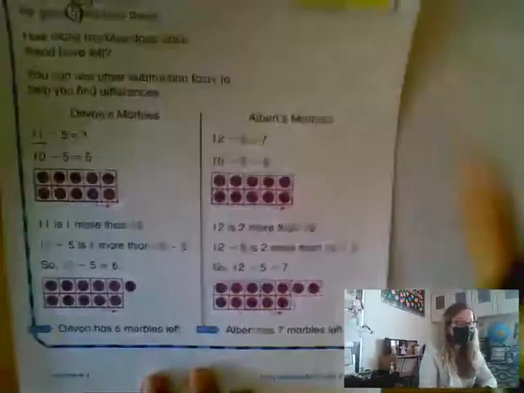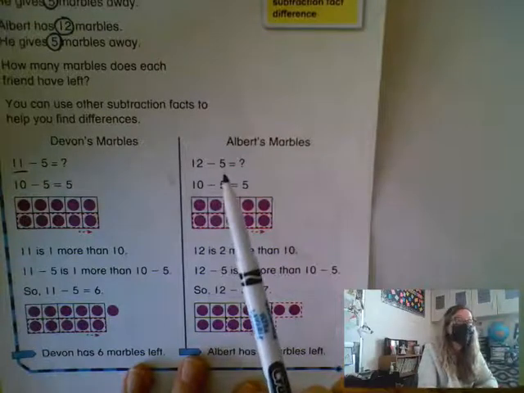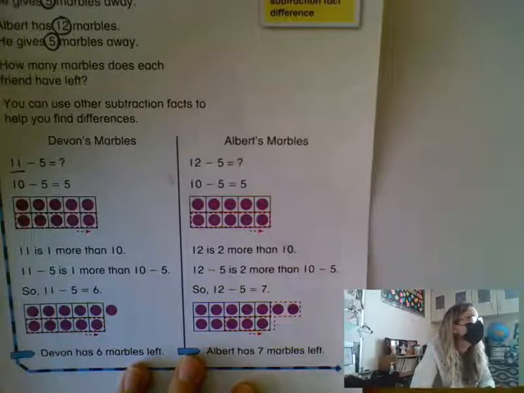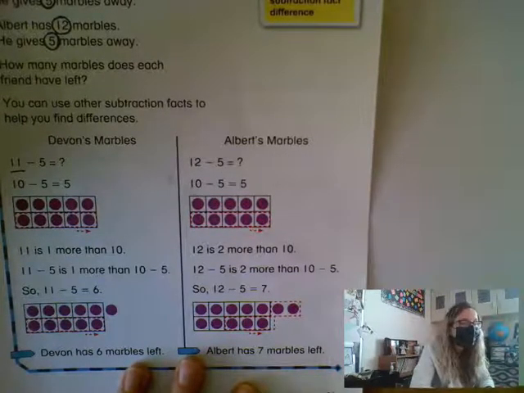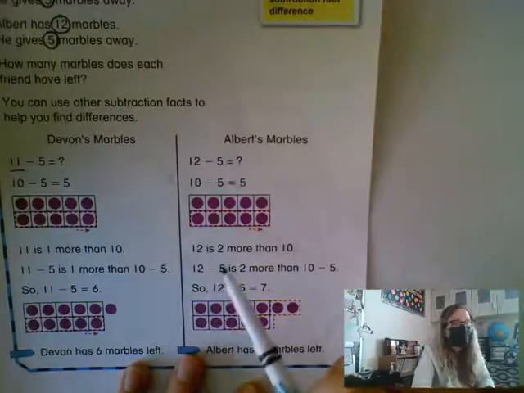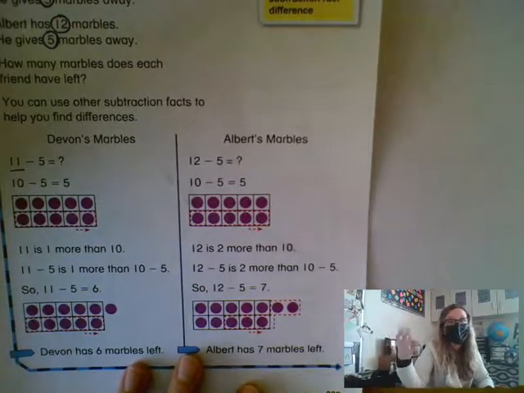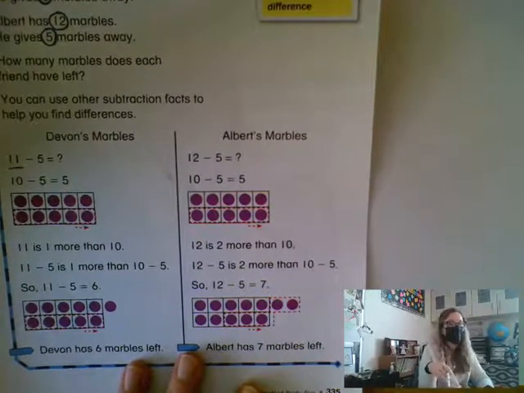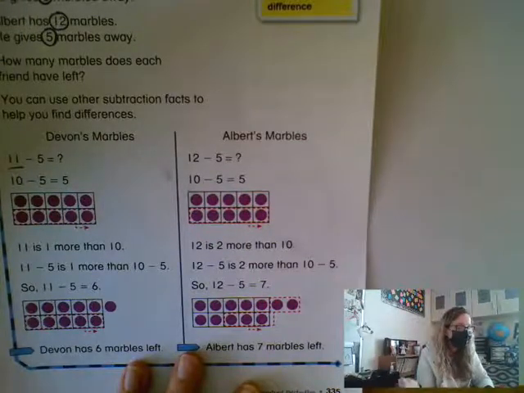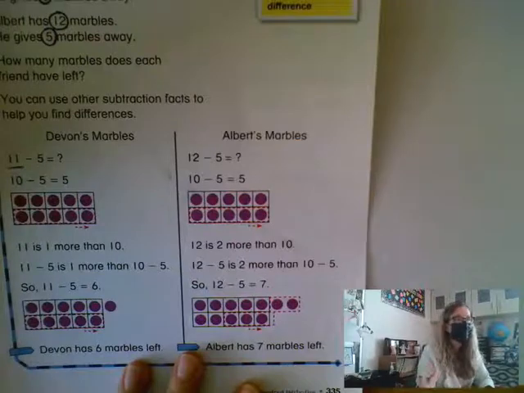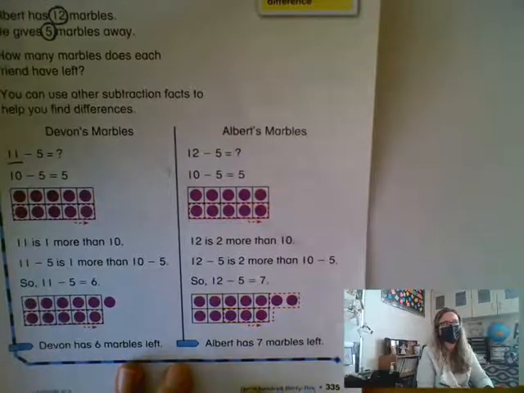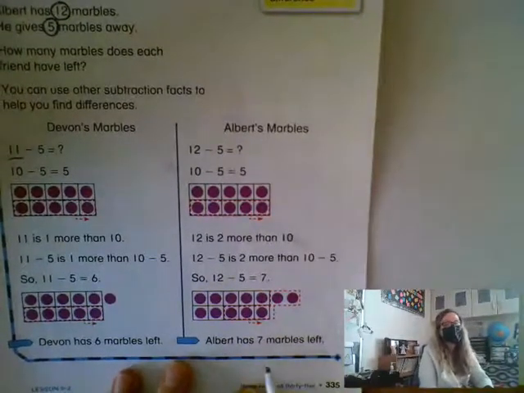Looking at Albert's marbles. Albert had 12 marbles, and he gave away 5. Now, we know that 10 take away 5 is 5, right? Because 5 plus 5 is 10, so 10 take away 5 is 5. And we also know that 12 is 2 more than 10, right? Because it's a 10 and 2 ones. So if 10 take away 5 is 5, then 2 more than that would be what, Blake? 2 more than 5. Oh, I mean 7. I knew what you meant. So Albert has 7 marbles left.